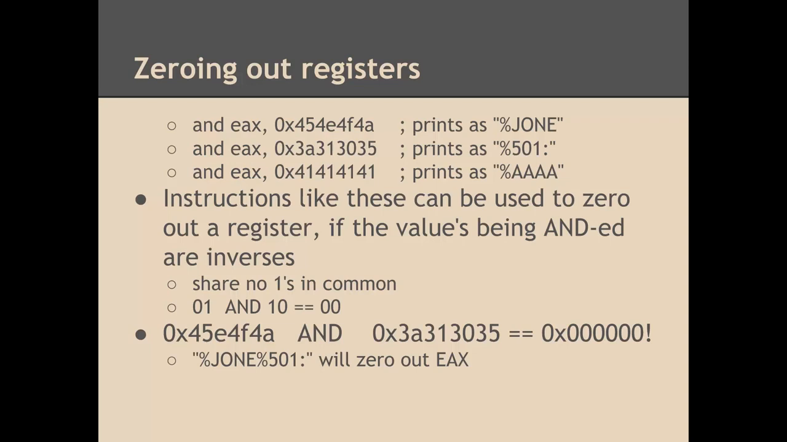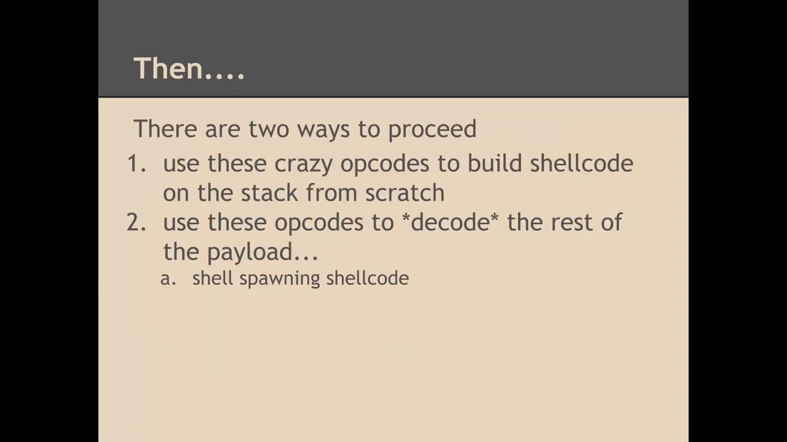But with this, you can zero out registers, and from that, you can build any fashion of decoders. And for instance, the following ASCII, %JONE%501:, will actually zero out EAX, as the bytes in 4A4E4F45 and this hex value, when ANDed together, share no common bits. And so that will zero out EAX. This is just an example of one of the tricks used in this arena.